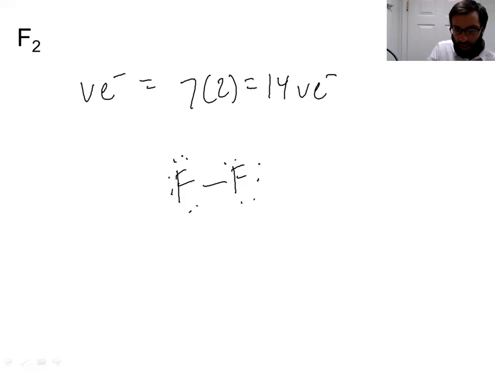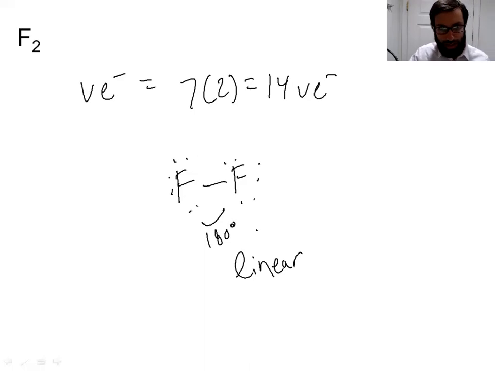And how many electrons total? 2, 4, 6, 8, 10, 12, 14. So we're good. And again, this is going to be linear for both the molecular and steric geometries. And the bond angle there, since it's a line, it's going to be 180 degrees.